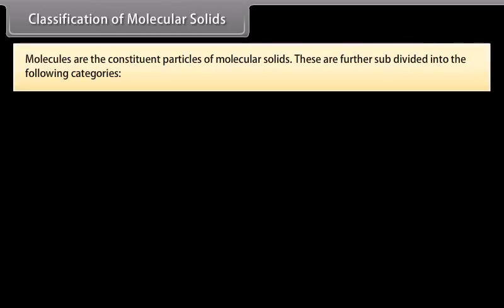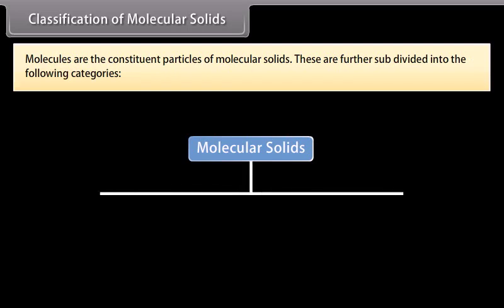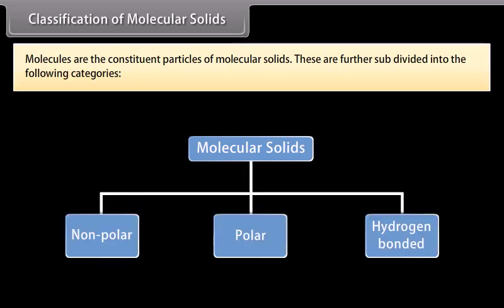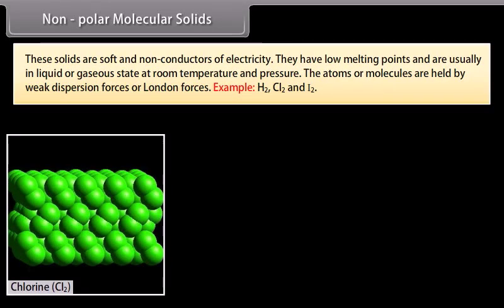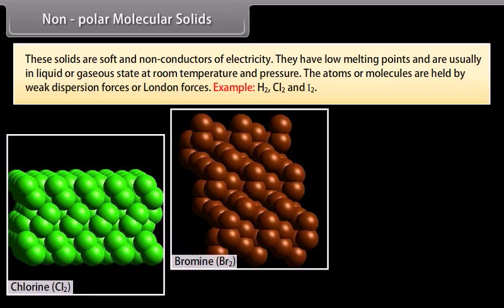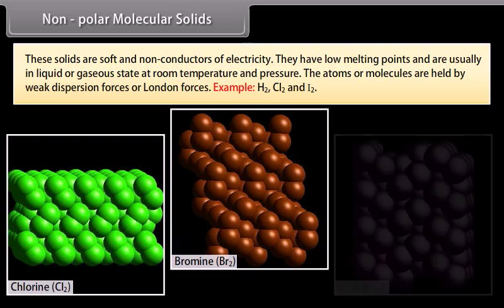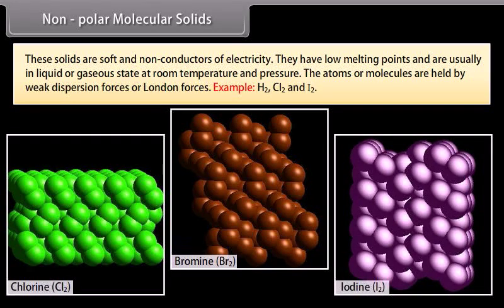Classification of molecular solids. Molecules are the constituent particles of molecular solids. These are further subdivided into the following categories. Nonpolar molecular solids. These solids are soft and non-conductors of electricity. They have low melting points and are usually in liquid or gaseous state at room temperature and pressure. The atoms or molecules are held by weak dispersion forces or London forces. Example, H2, Cl2, and I2.